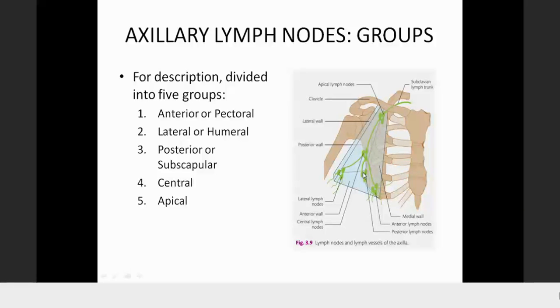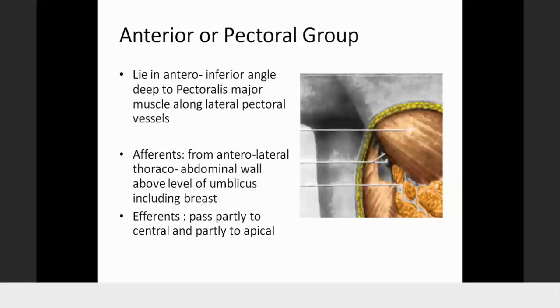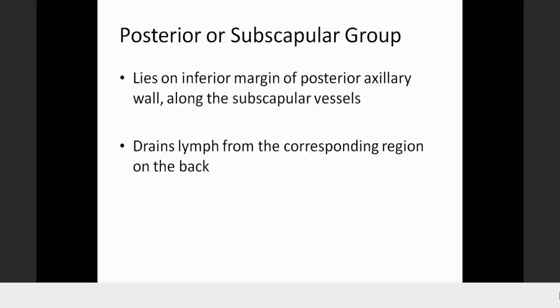And they lie along which vessels? So usually lymph nodes are present along some veins or vessels. They accompany the lymphatic vessels. They accompany the blood vessels, whenever they are running along with the blood vessels of that region. So this group of lymph nodes, the subscapular group, lies along the subscapular vessels, the subscapular veins and arteries.